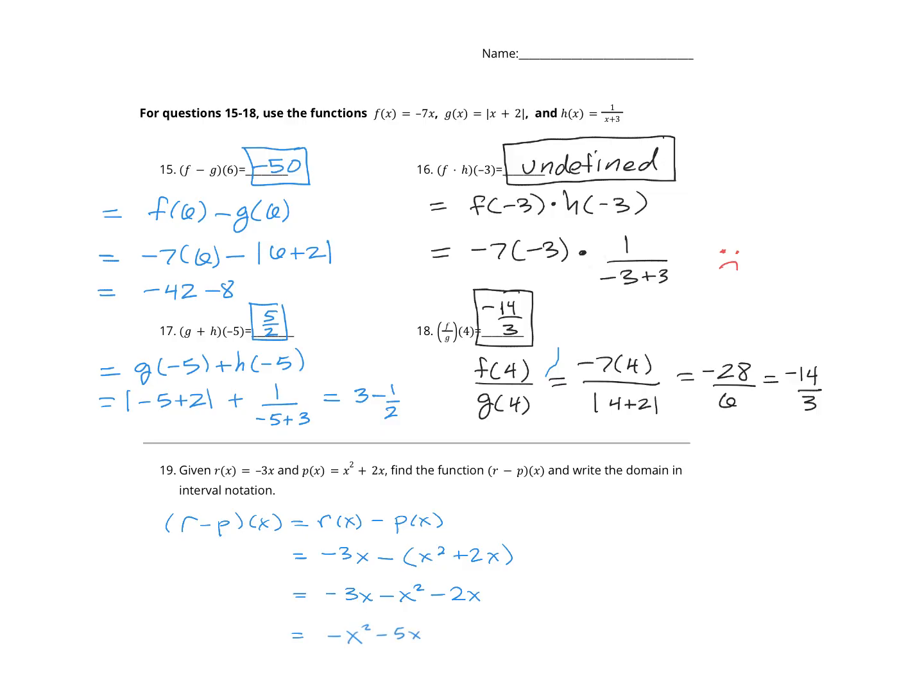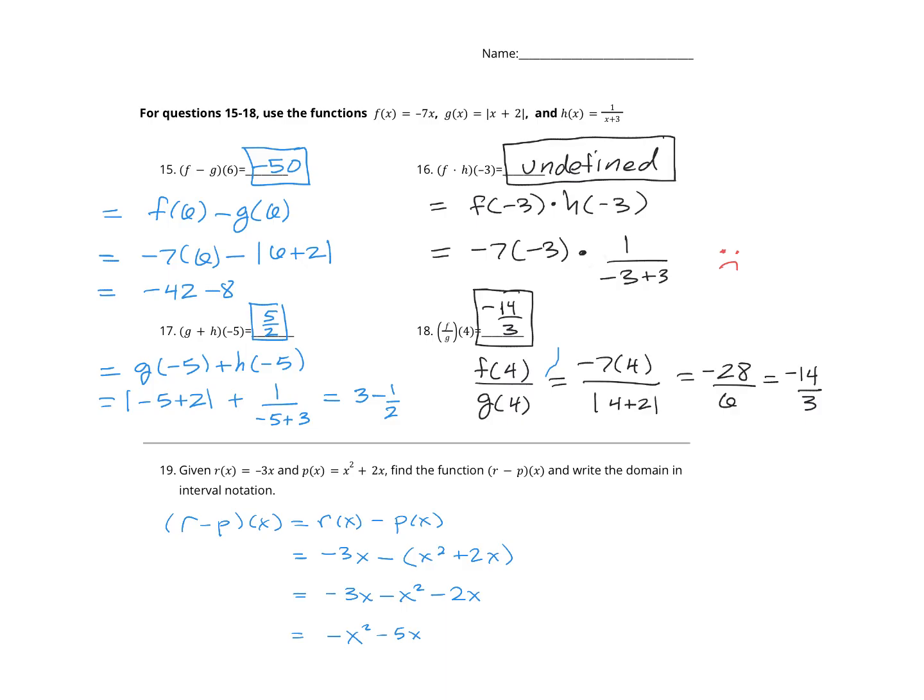So the idea here is we built a brand new function using two given functions. And it looks like there's a divide line there. I'm not sure why, but it's in our video. So anyways, our function that we built is negative x squared minus 5x.